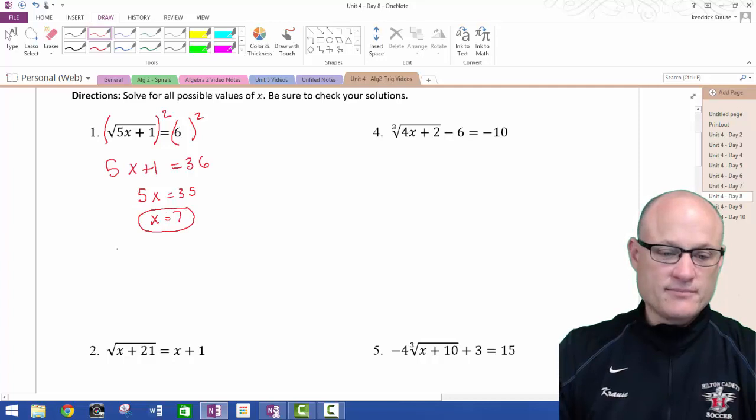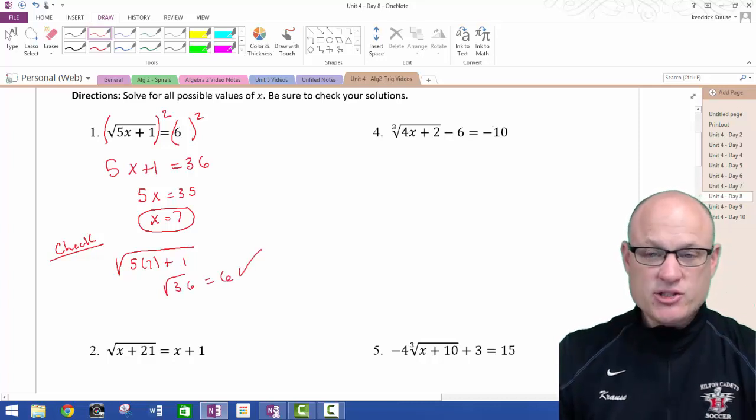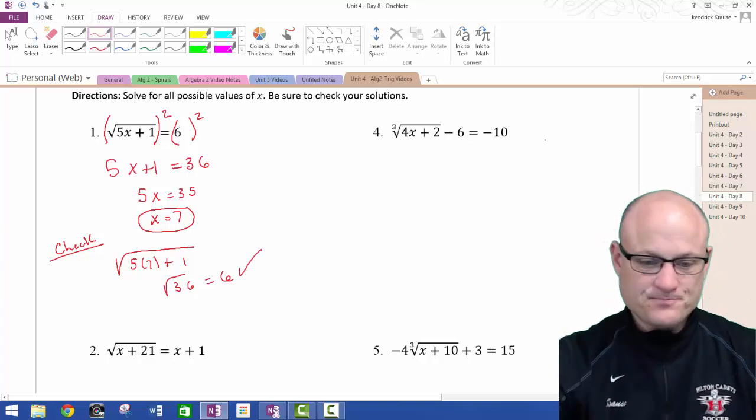Now I should check that. Throw a little check down here. The square root of 5 times 7 plus 1. Well, 5 times 7 is 35, plus 1 is the square root of 36, and that, of course, equals 6. So checking, check. Let's go to 2.